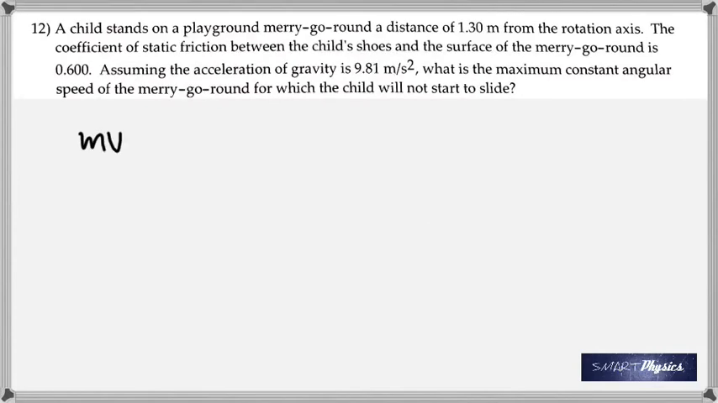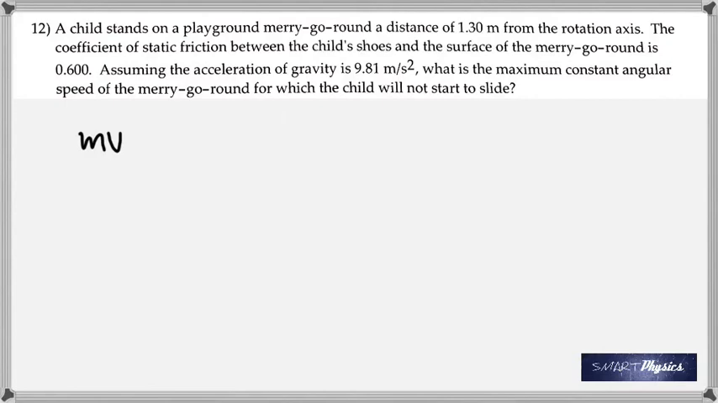In number 12, a child stands on a playground merry-go-round a distance of 1.30 meter from the rotation axis. The coefficient of static friction between the child's shoes and the surface of the merry-go-round is 0.6. Assuming the acceleration of gravity is 9.81 meter per second squared, what is the maximum constant angular speed of the merry-go-round for which the child will not start to slide?